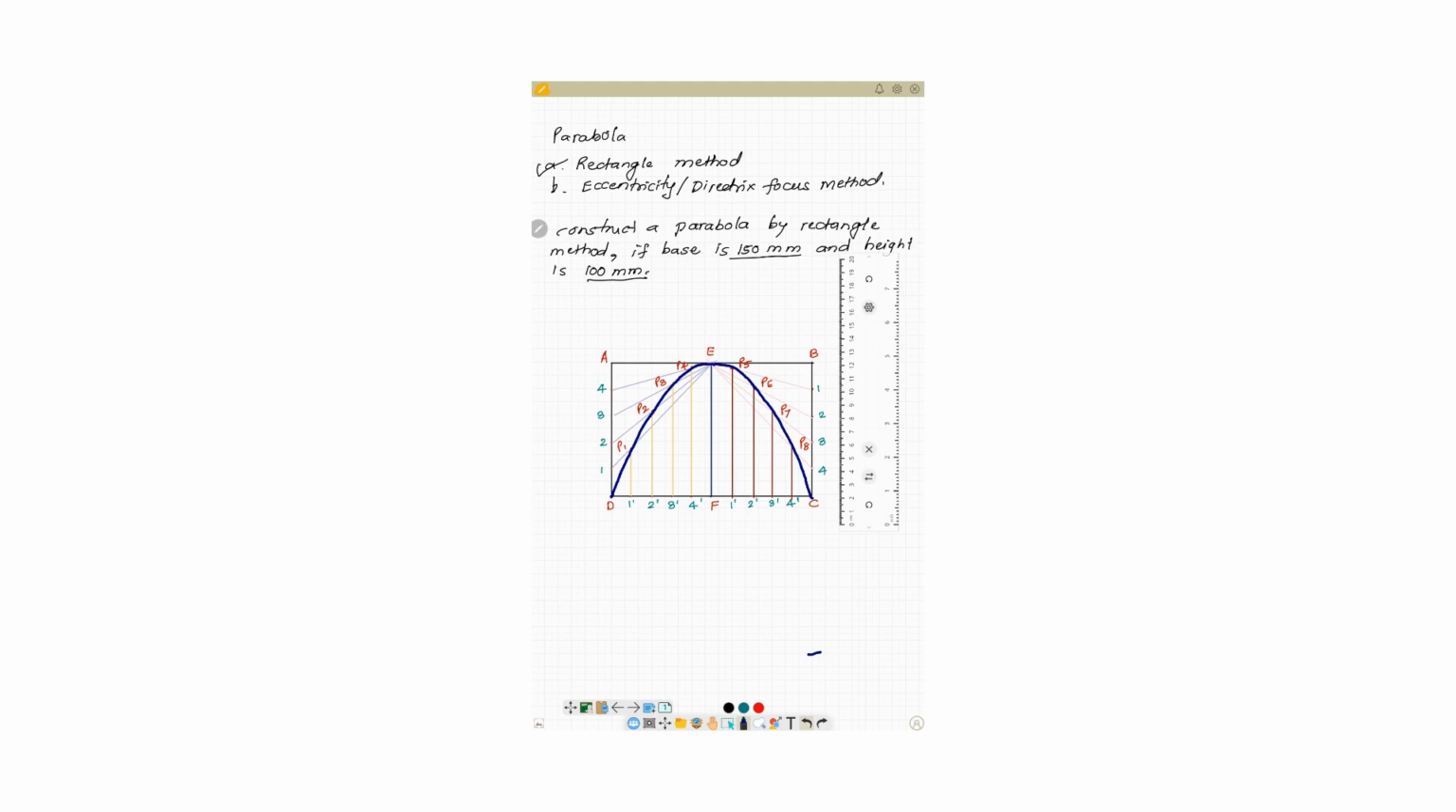This profile is nothing but a parabola which we have constructed using the rectangle method, and the dimensions of the rectangle are given as 150 mm for the base of the rectangle and 100 mm for the height of the rectangle.